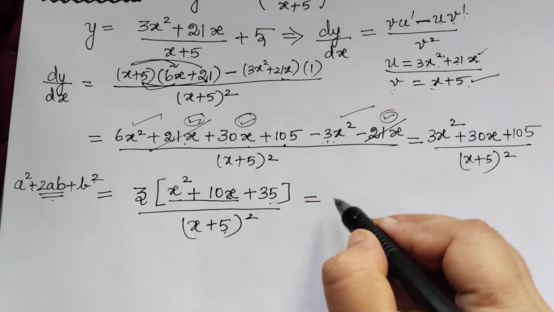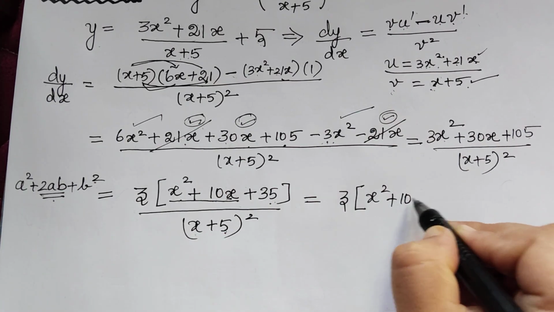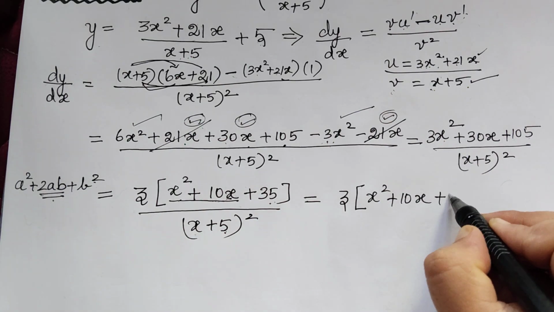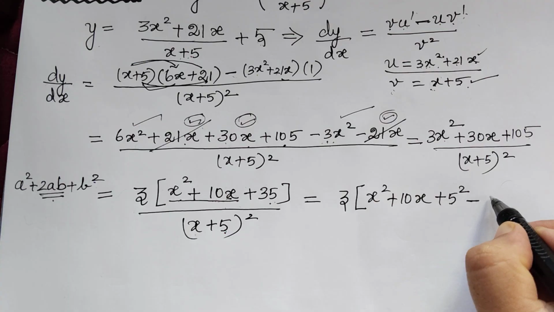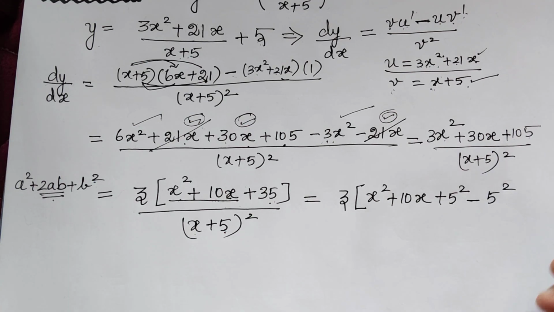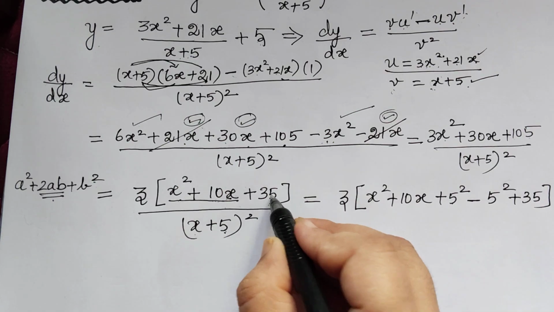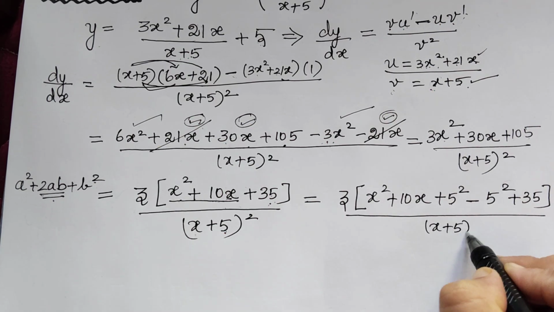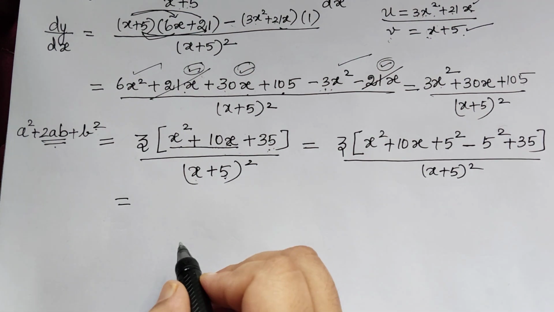So anyway, 3 multiplied with, we will be having x square plus 10x as it is. Now in order to make it a perfect square, I am adding 5 square, and since I have added 5 square, I am also subtracting 5 square, and then I am having plus 35 as we have in this problem, divided by x plus 5 the whole square. The reason for doing this, you will understand shortly.